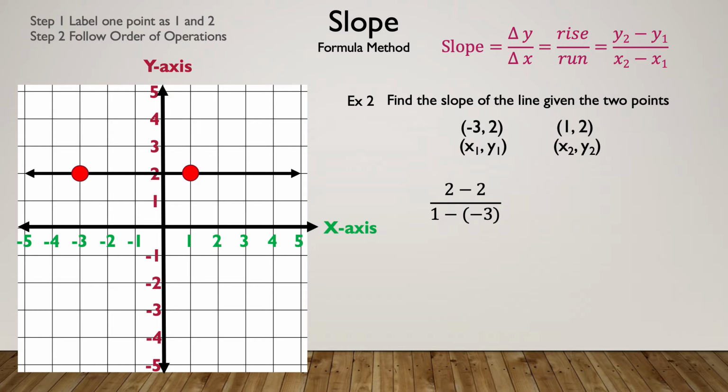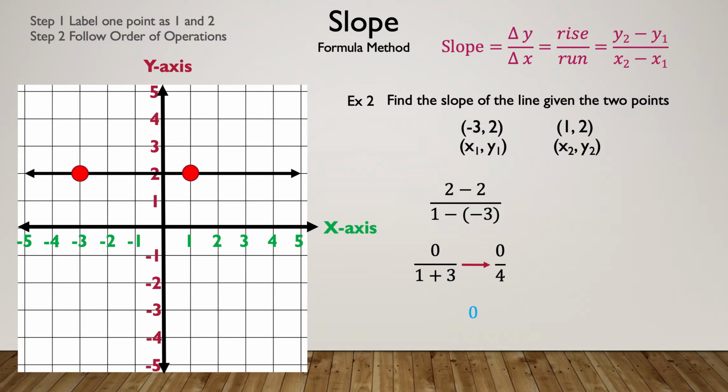So now let's go ahead and do that. So we get 0 over 1 plus 3. Why? Because 2 minus 2 is 0, and when you're subtracting a negative number, it becomes a positive number. So that's why we have 1 plus 3 on the bottom, and 1 plus 3 is 4. So now we have 0 over 4, and 0 divided by 4 is just 0, and that is our slope for this type of equation or line. So as you can see, the line doesn't go up or down. You can pretend that when you are walking on it, you're just walking on a straight path, and that is why the slope is 0.